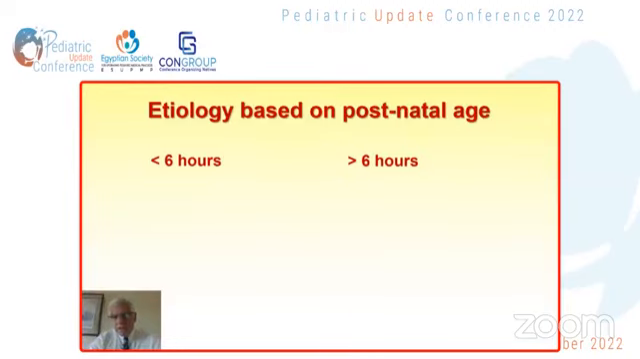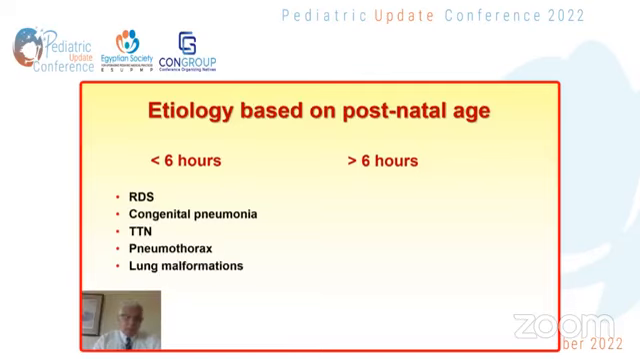So when you look at the etiology or the origin of the respiratory distress, it's important to know the age of the infant, because the etiology could be quite different if the baby is younger than 6 hours of age or older than 6 hours of age. If the baby is younger than 6 hours of age, the most common causes are RDS or surfactant deficiency, congenital pneumonia, transient tachypnea of the newborn, a pneumothorax, or lung malformations.